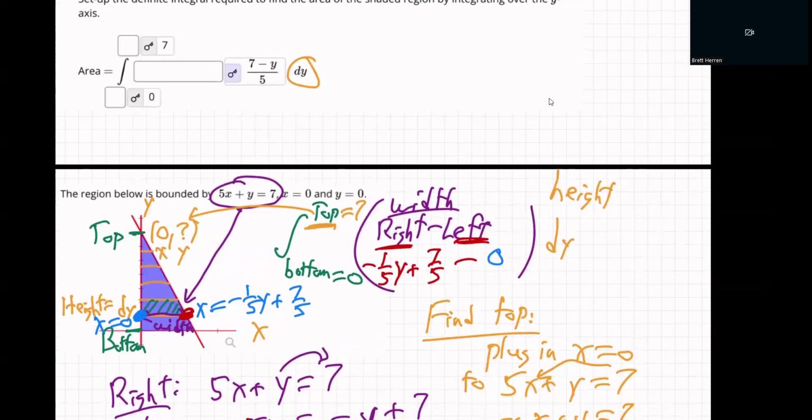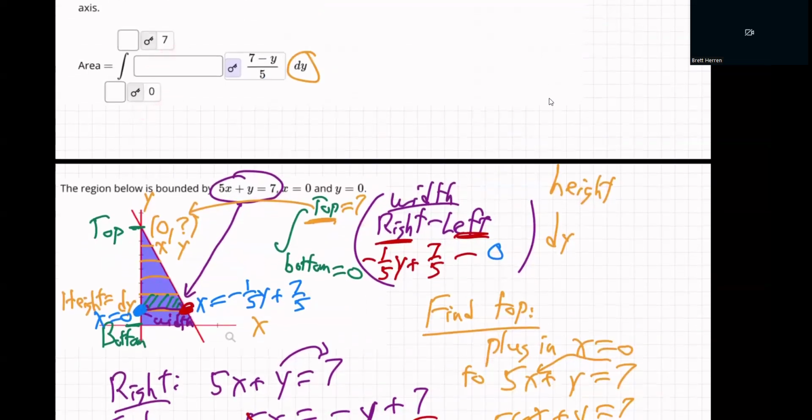Is that what they got? From 0 to 7, they wrote 7 minus y over 5. That's the same thing. See how they're both over 5? You could go 7 minus 1y. Either way, this way is fine. dy. So there we go. There's two ways to get that integral, by dx or dy.